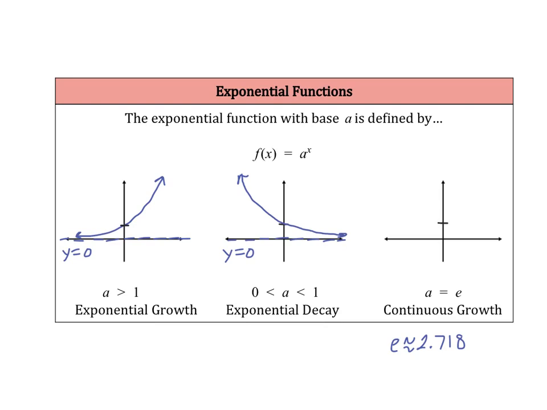So we still go through that point (0, 1), and we still have a graph that is going to increase as x approaches positive infinity, and we still have that horizontal asymptote. However, you'll see when we start to do some application-based problems, if we want to have continuous growth, we will use base e. It looks just about the same as an exponential growth function. It's just a very specific case.